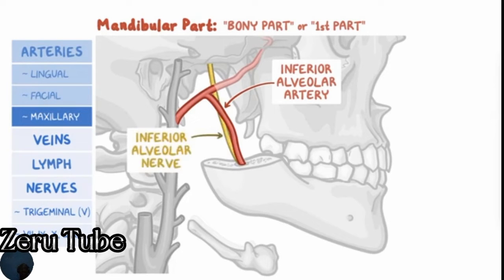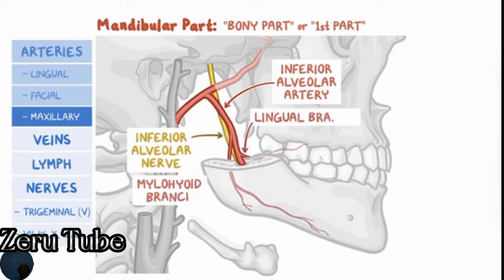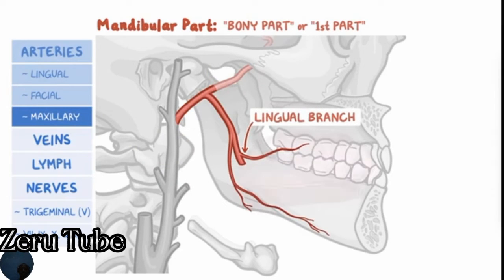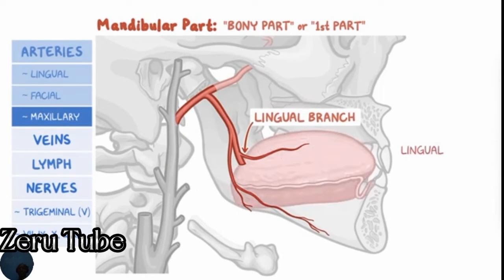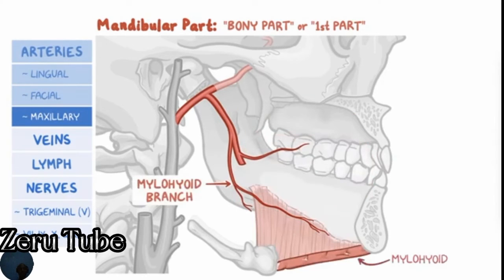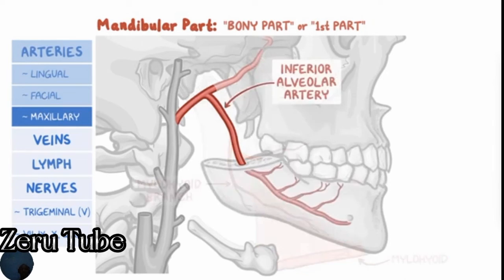It supplies these structures. The inferior alveolar artery has sub-branches, the lingual branch and the mylohyoid branch. The lingual branch gives blood to the lingual mucosal membrane, and the mylohyoid branch gives blood to the mylohyoid muscle. So this is the inferior alveolar artery.